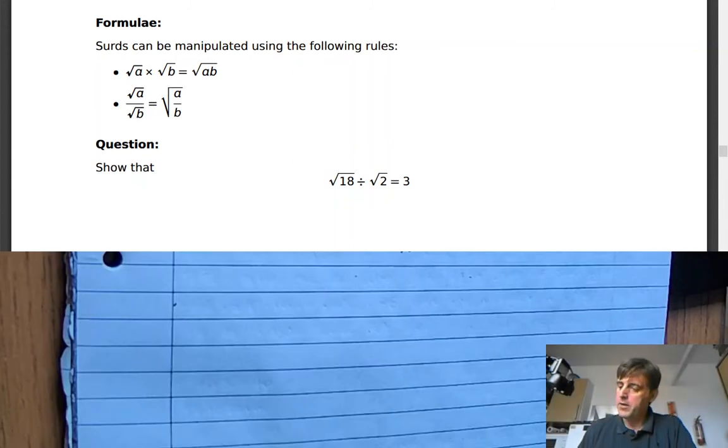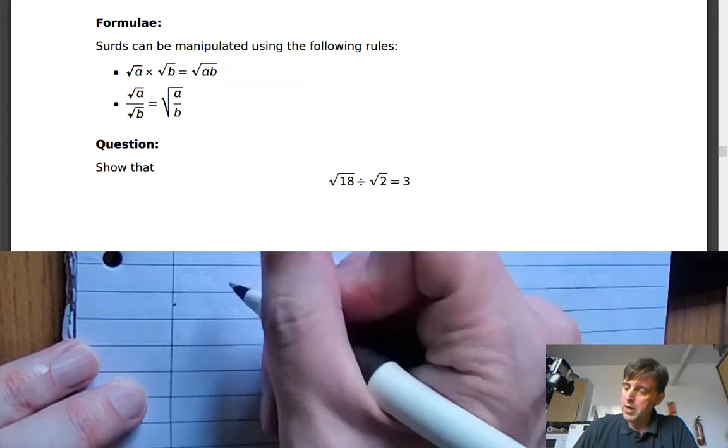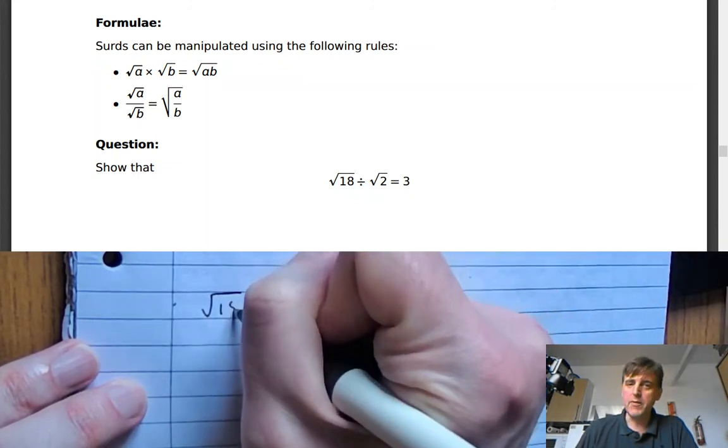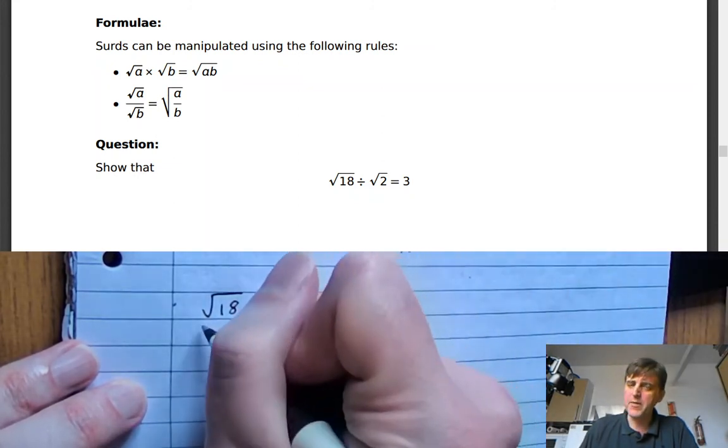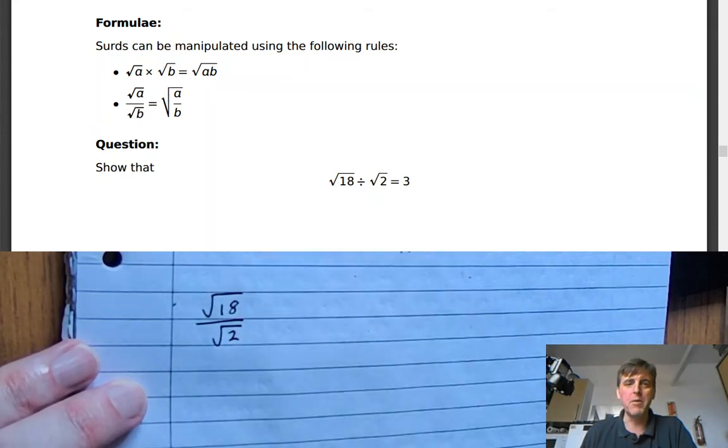Okay, so here we go with this one. Same numbers, this time we're just dividing one by the other, aren't we? So let's write this down. The square root of 18. Now if I write it as the division as a fraction here, we can see how it might relate to the rule that's on the screen a bit more easily here.